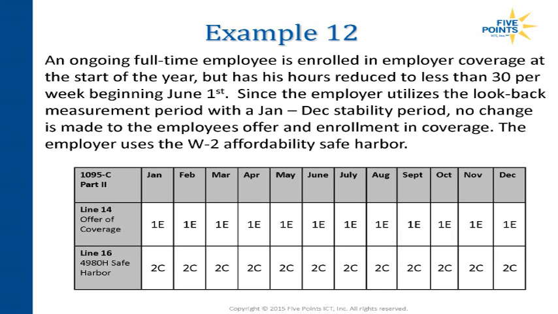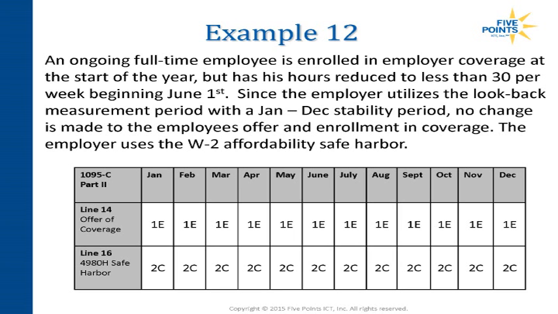So the employee was full-time and moved to part-time on June 1st, but their benefits and their eligibility did not change, so they stayed on the benefits that entire year. Why is this? This is an ongoing full-time employee, we're using look back. So what does look back mean? This is one of the misconceptions, that I'm only using look back for my variable hour employees. It doesn't work that way. I'm using look back for all my employees, including my full-timers.